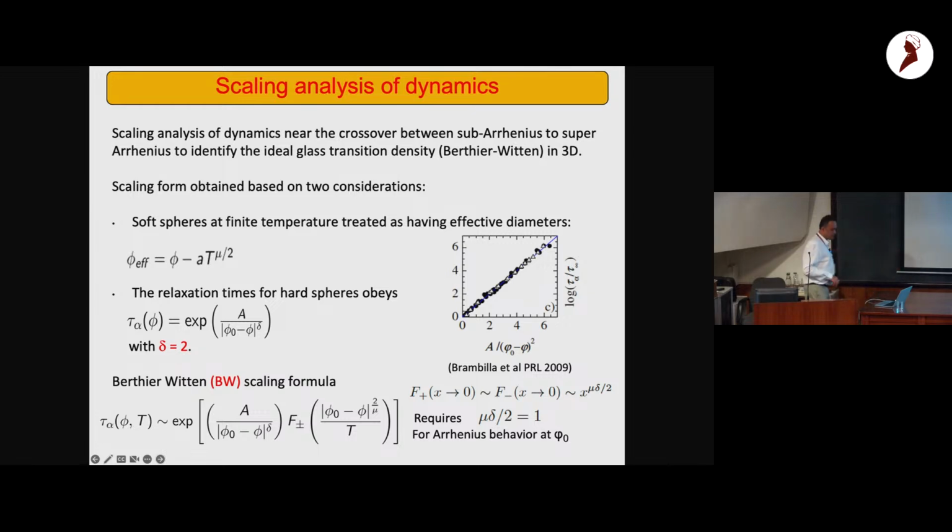And do a little bit of manipulation. I can then end up motivating a scaling form for the relaxation times as follows, where this function f plus minus corresponds to the functional form below the density phi naught and above, which has a scaling variable that's given here. Now, one can argue that these functions should asymptotically go in a certain fashion as a power of the independent variable, and in order to have right at phi naught Arrhenius behavior as a function of temperature, you need these exponents mu and delta to satisfy this relationship.